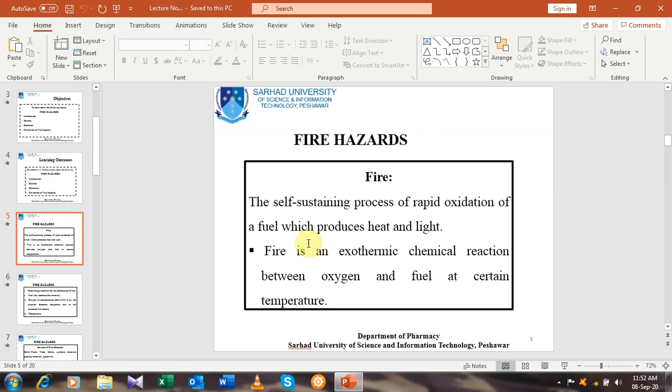First of all, I would like to tell you what is meant by fire. Basically, fire is the self-sustaining process of rapid oxidation of a fuel which produces heat and light. When a fuel is exposed to radiation in a self-sustaining process and produces heat and light, we term it as fire. Fire is basically an exothermic chemical reaction between oxygen and fuel at a certain temperature.